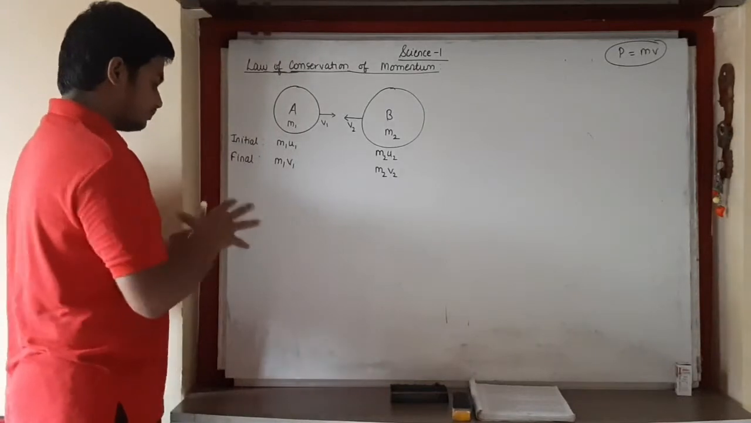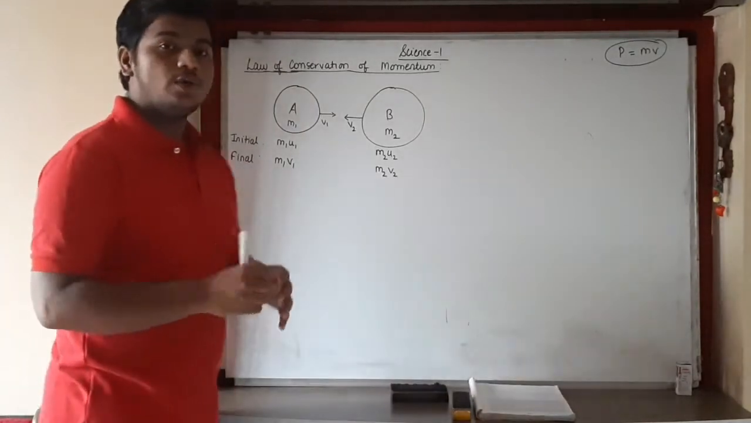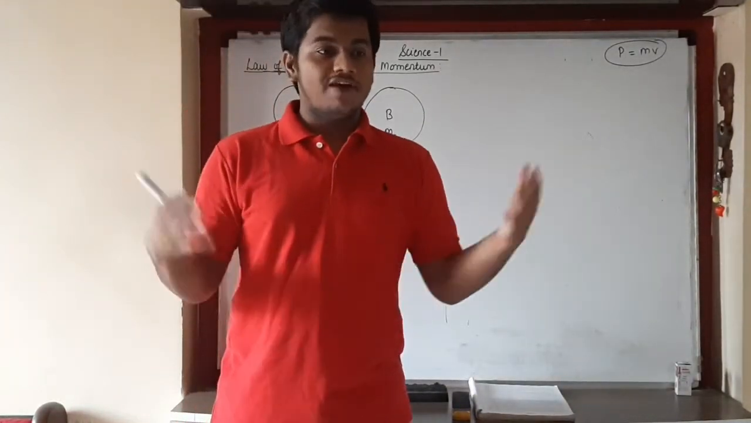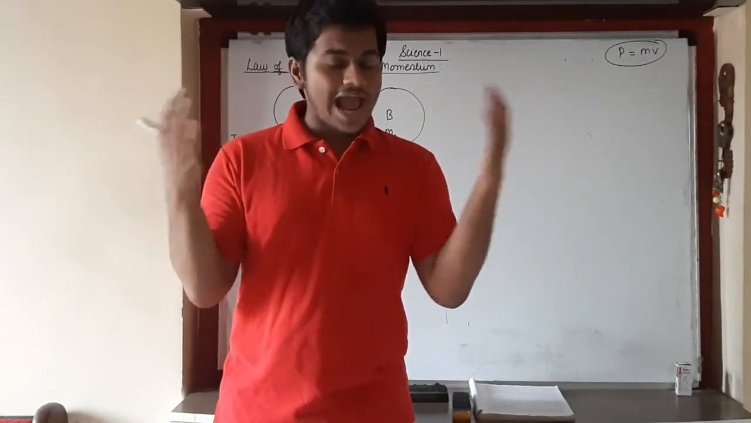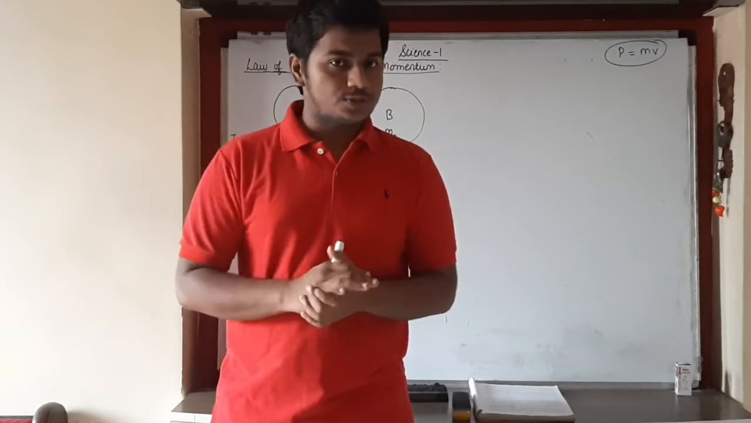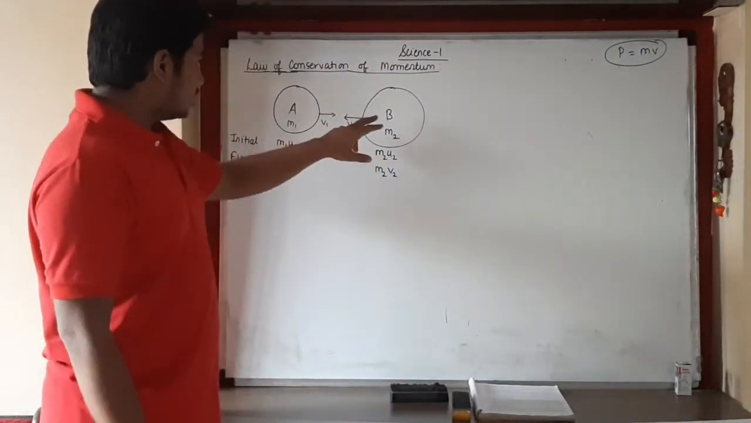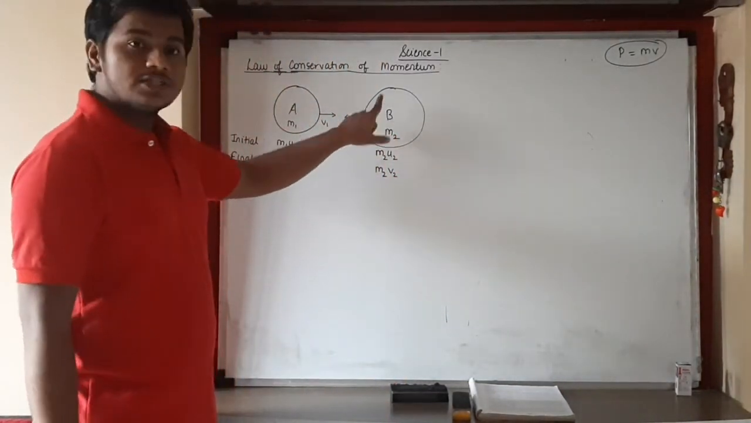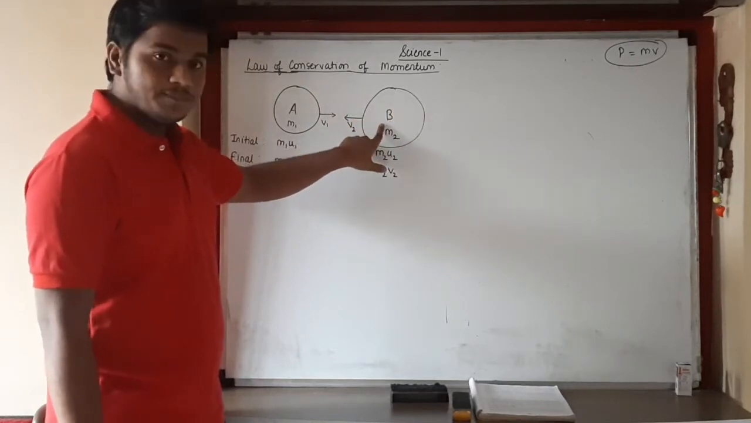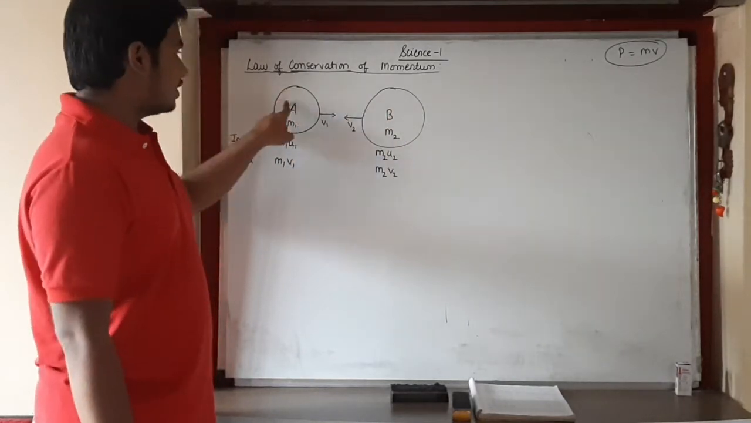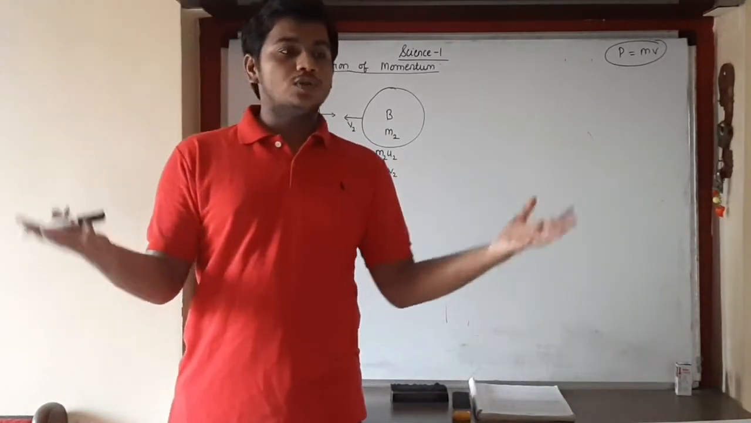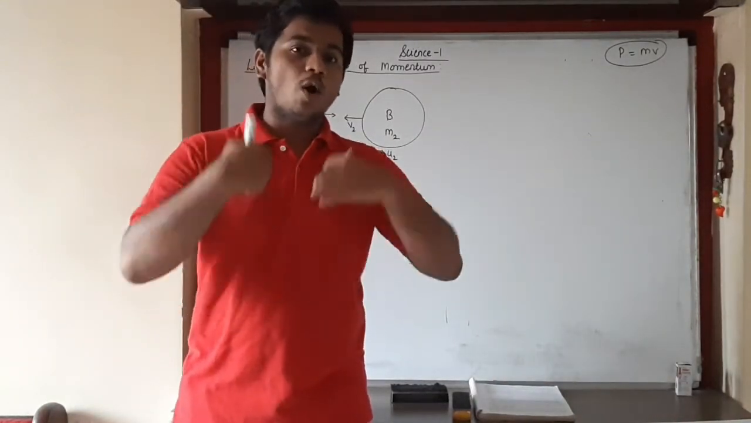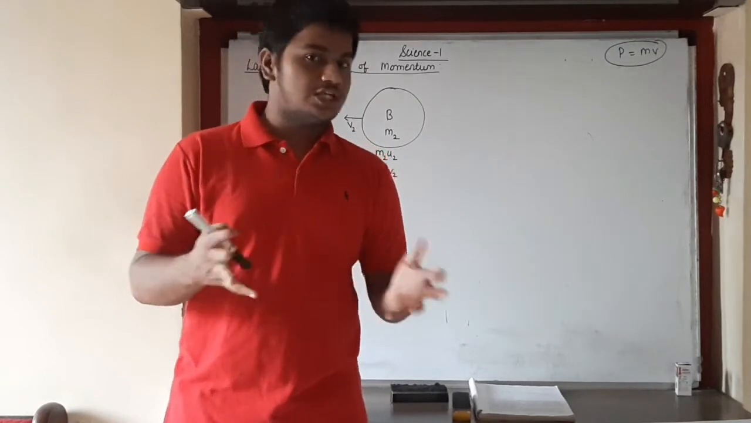Now students, we know according to Newton's third law of motion, every action has an equal and opposite reaction force. So every action force has an equal and opposite reaction force. During collision, A will exert some amount of force on object B. Also, B will exert some amount of force on object A. So basically both are exerting an equal and opposite directional force on each other.